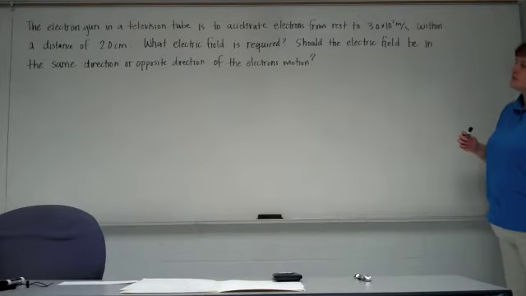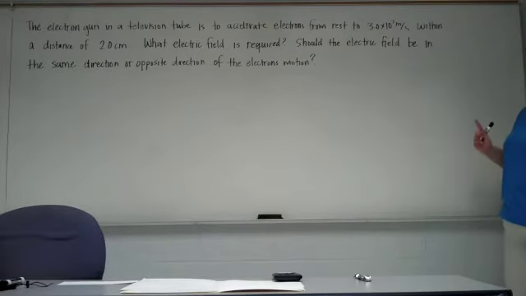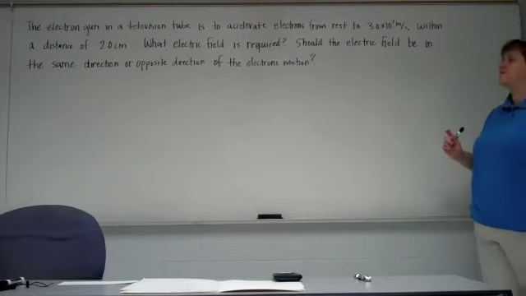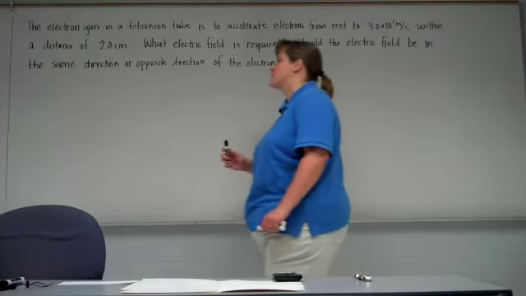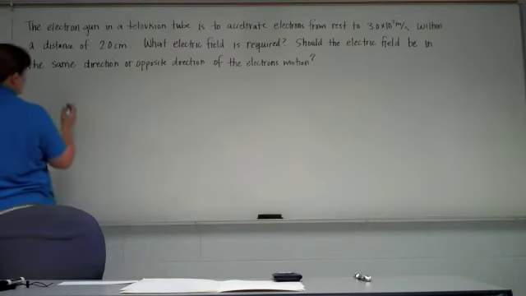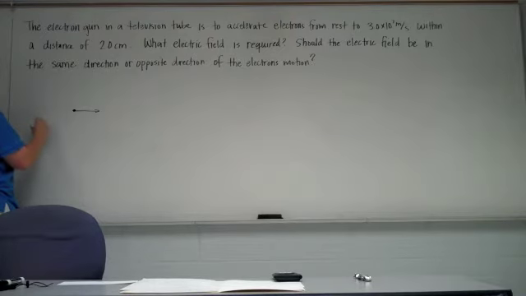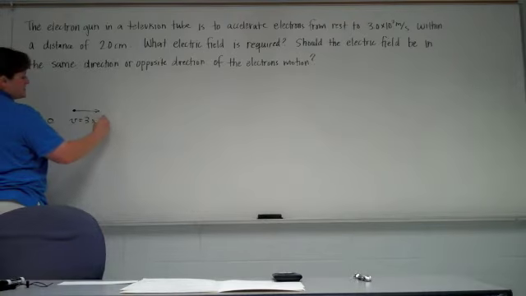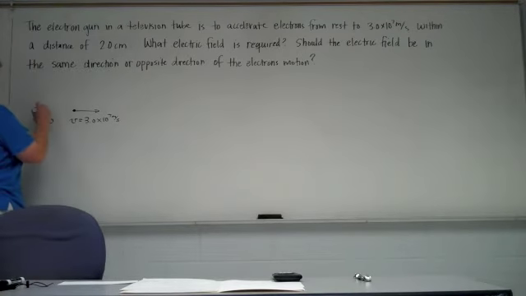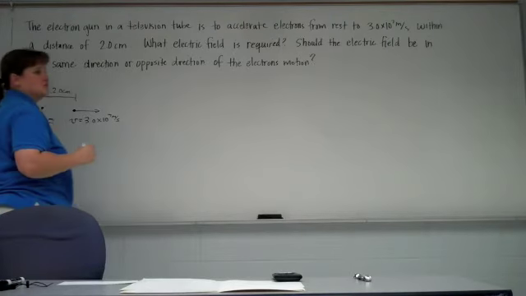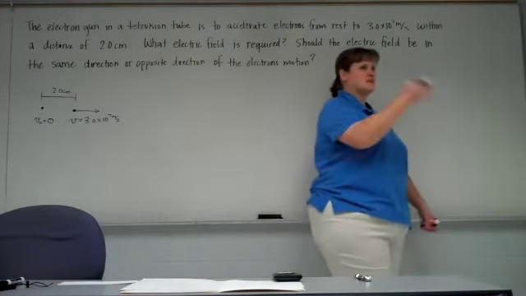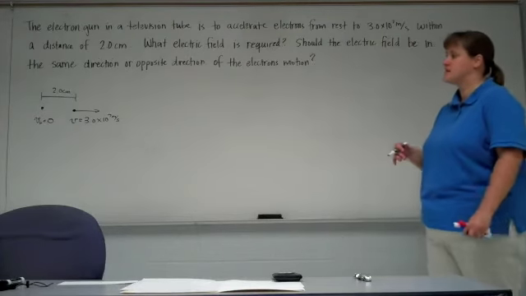What electric field is required, meaning just what strength of electric field would be needed, and also should the electric field be in the same direction or opposite direction of the electron's motion. So let's go ahead and say our electron here is moving to the right. So it starts at rest, and it needs to be traveling 3.0 times 10 to the 7th meters per second within a distance of 2 centimeters. So we'll just say it's moving to the right, just to make it easy on ourselves.